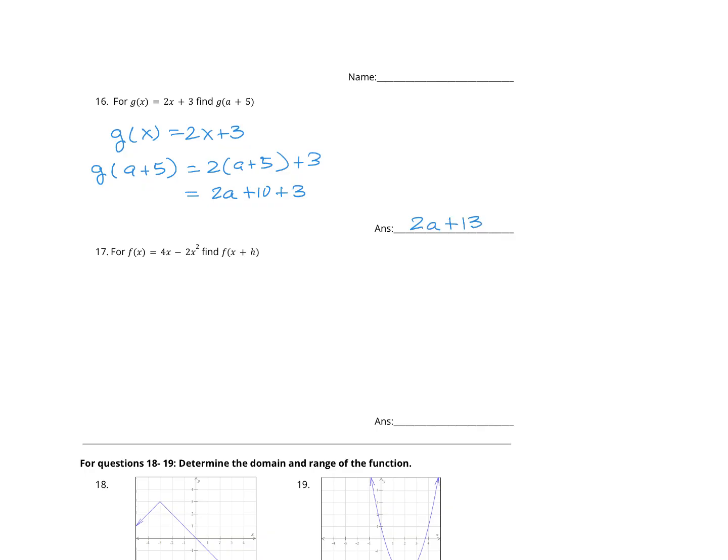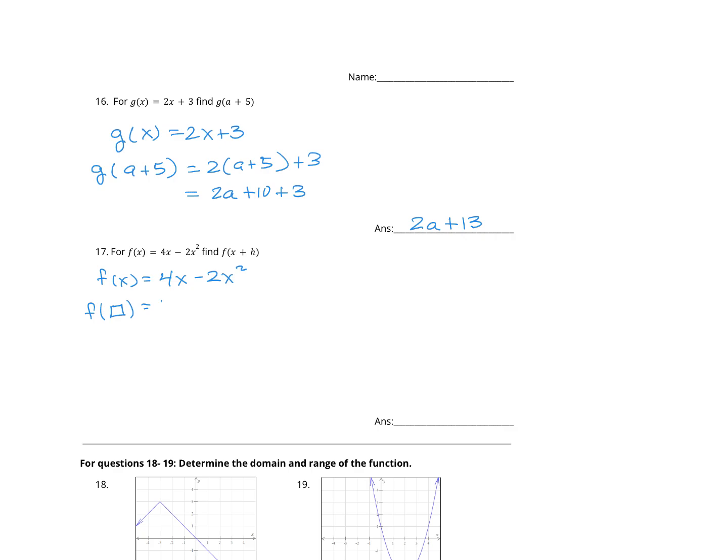The same thing is going to happen for the next problem. We're going to go through and find f of x plus h. When you see function notation, you might find it helpful if you're really new to it to rewrite it with a symbol like a box.